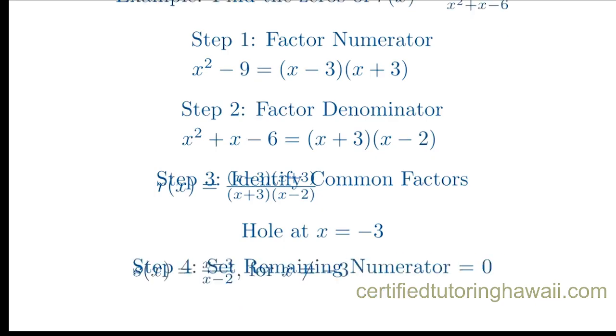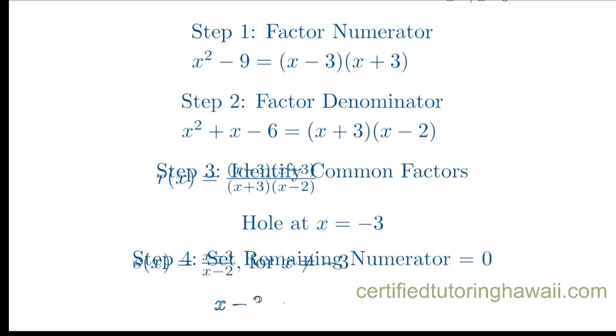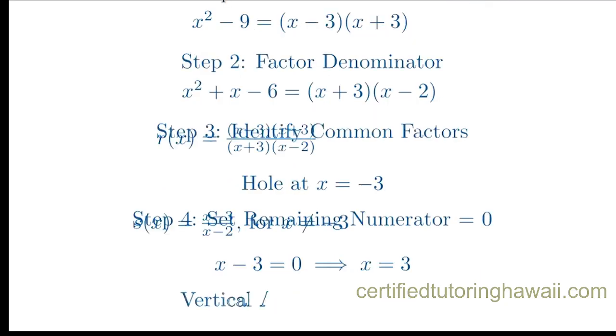Step 4 is to find the zeros by setting the remaining numerator factors equal to 0. The remaining numerator factor in our simplified function is x minus 3. Setting x minus 3 equal to 0 gives us x equals 3. This is our 0. The x-intercept is at x equals 3. Let's double-check our work. We found a 0 at x equals 3. We also found a vertical asymptote at x equals 2 from the simplified denominator. And we found a hole at x equals 3 from the canceled factor.